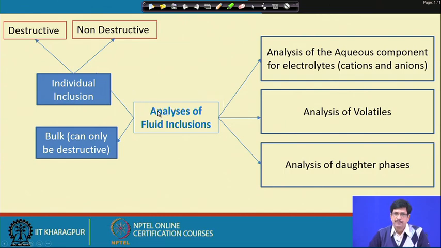And as far as the content of the fluid inclusions is concerned, we can think of three different broad components. We would either be attempting to estimate the concentrations of various electrolyte species, various aqueous species in the liquid water component, the various cations and anions, or we could analyze the non-aqueous part. What we are saying is volatiles, the analysis of the non-aqueous component like carbon dioxide, methane, nitrogen, H2S, argon and so on.